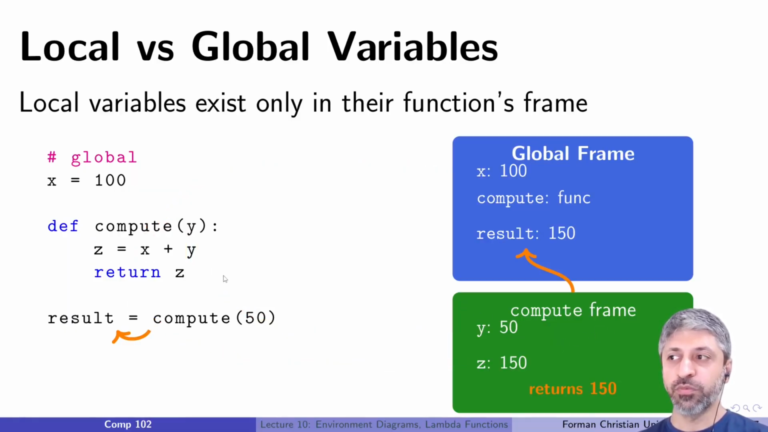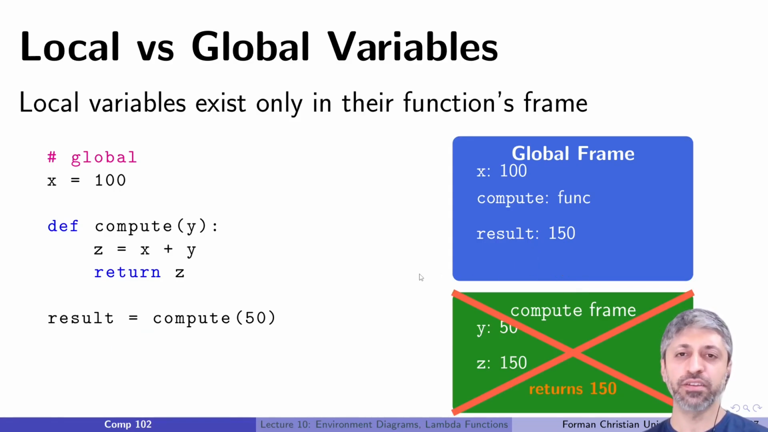And then we are returning z from compute, which is copied back to the global frame variable, which is result. So this function frame delegates the result to the global frame, and then in turn it is completely destroyed. So that's how it works, right? Local variables are kind of like your class notes. They only exist in that room. Global variables are like Wi-Fi passwords. They are accessible from anywhere.